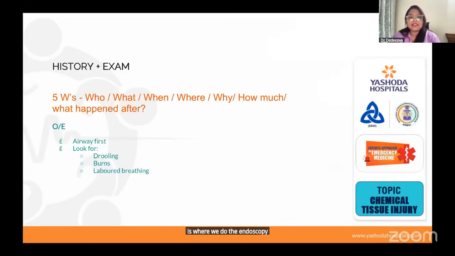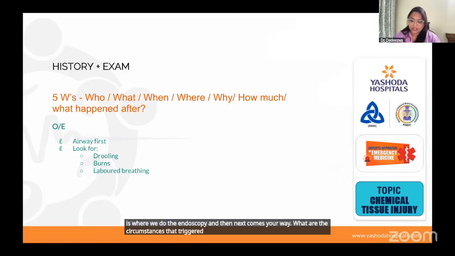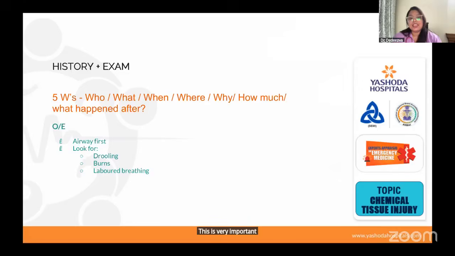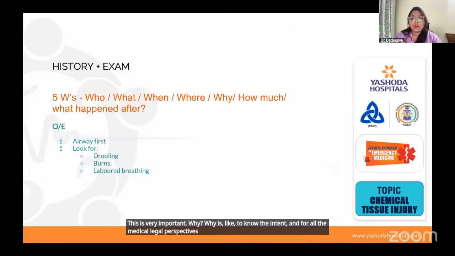And then next comes where. What are the circumstances that triggered the event? Whether it was at home or in a workplace, and whether the container was labeled or unlabeled. This is very important to know the intent and for all the medico-legal perspectives. And how much is also very important, because the severity of the injury depends on whether it's a large volume ingestion or a small volume ingestion.